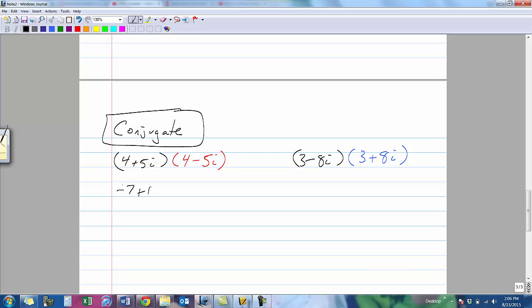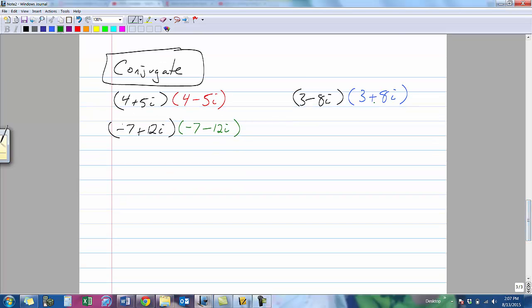Negative 7 plus 12i. Make a guess. Here's what it is. You ready? It's negative 7 minus 12i. Conjugate only affects the plus or minus. It has nothing to do with the first term's positivity or negativity, or its sign, I should say. It's just plus becomes minus, minus becomes plus. Both terms remain the same otherwise. Now, that's going to help us divide.